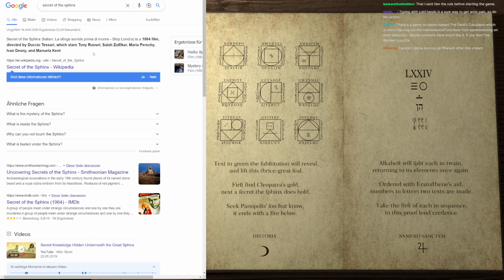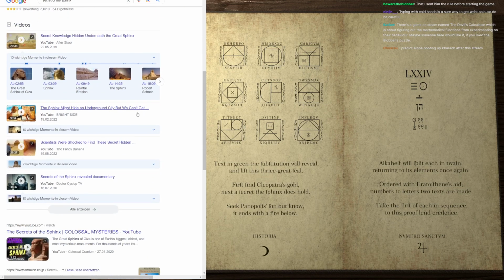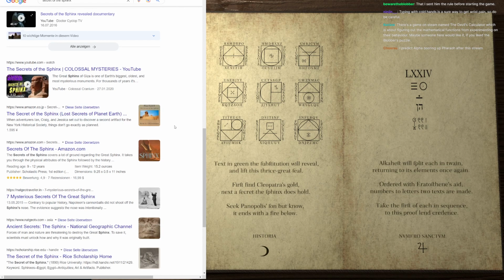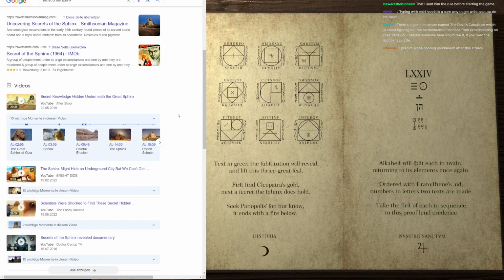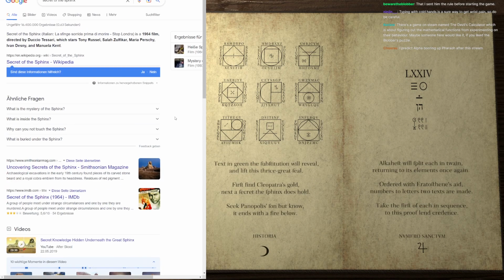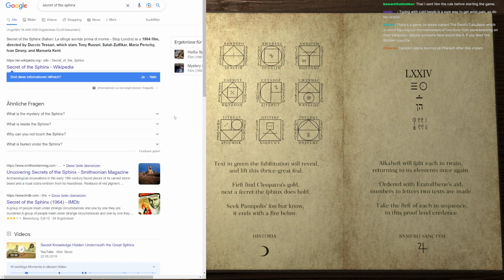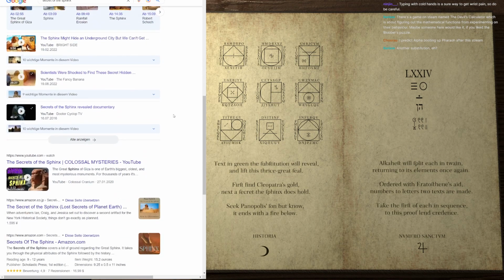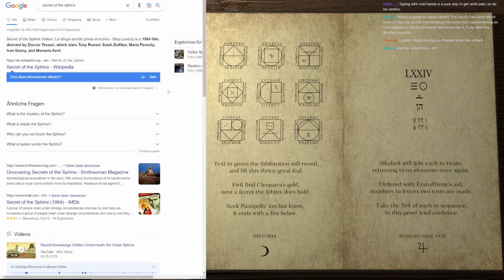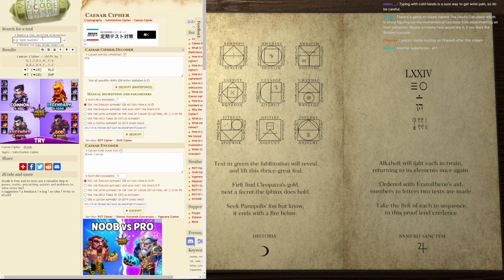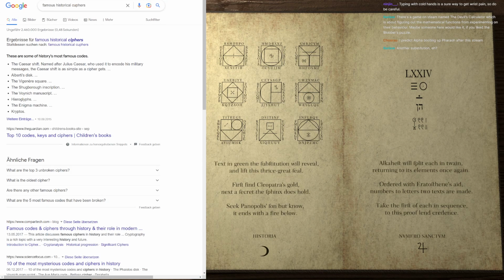Text in green, the substitution will reveal. The operator's gold is not really ringing a bell right now for me. Another substitution? Well, we have so many letters on the top left. I would hope there are some more famous historical ciphers. Oh no, I actually do want to keep the code open.